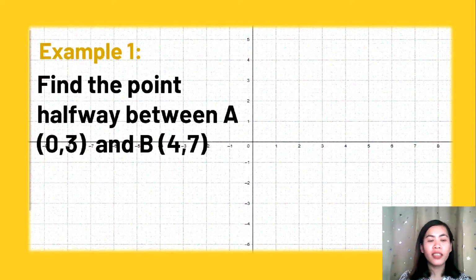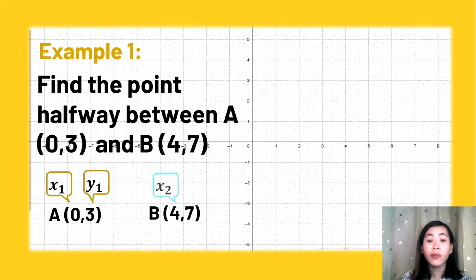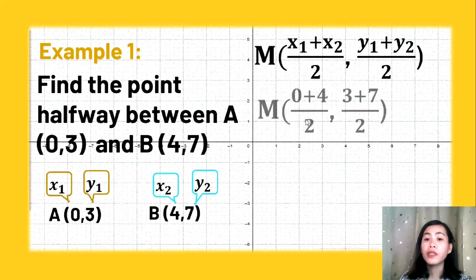Okay, consider this example. First, find the point halfway between point A (0,3) and point B (4,7). Para hindi kayo malito, ilagay nyo na agad ang inyong x sub 1, y sub 1, x sub 2, and y sub 2. Using the midpoint formula, substitution lang tayo.